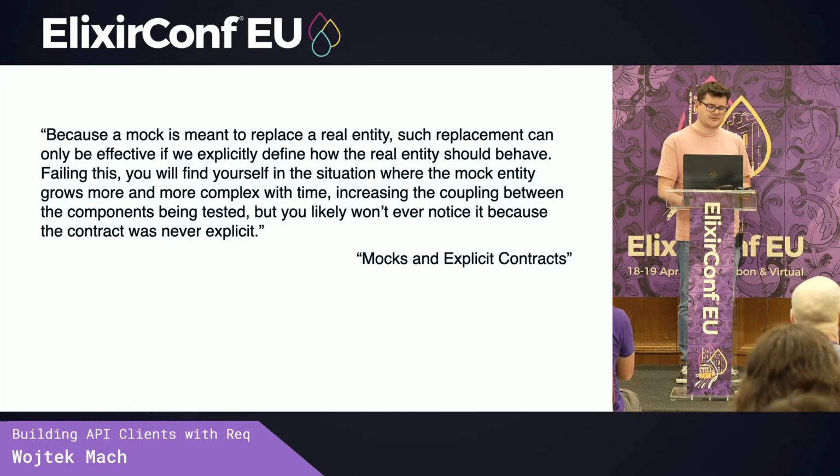Failing this, you will find yourself in the situation where the mock entity grows more and more complex with time, increasing the coupling between the components being tested. But you likely won't even notice it because the contract was never explicit. So, you just keep adding stubs. I'm just gonna stub this function, this other function, and then you have all of this implicit coupling that is actually very hard to maintain in the long run.